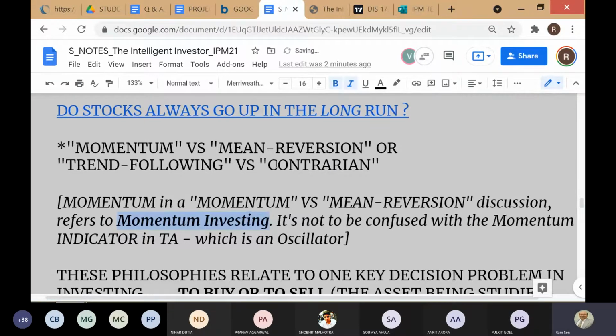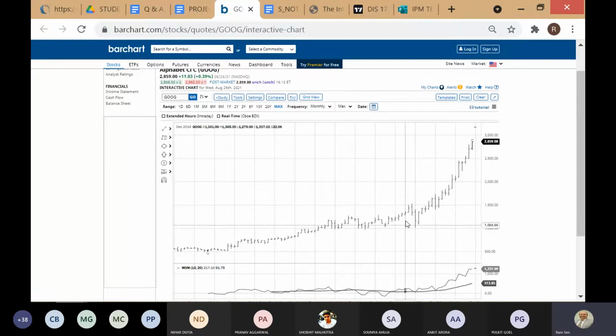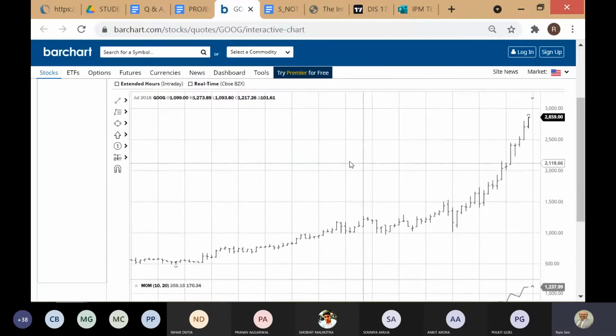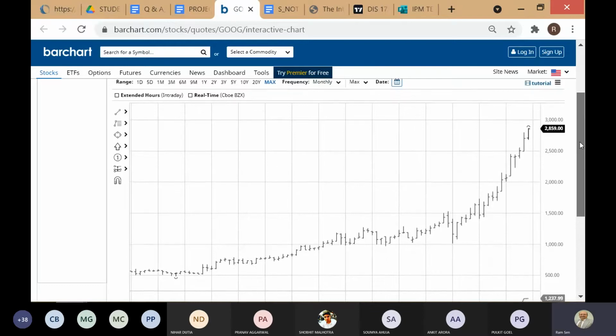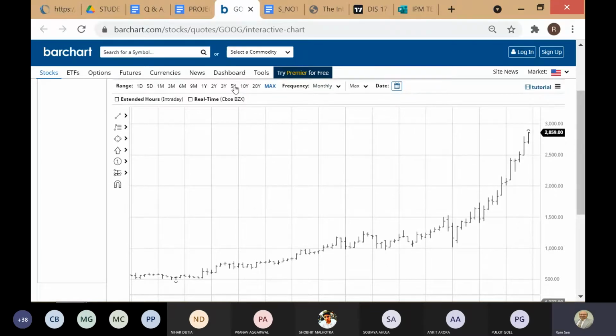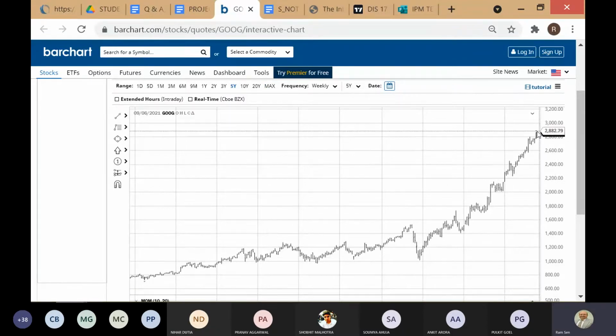But as you can see here from this chart of Google, from Alphabet actually, you can see how dramatic the rally is after COVID. If you zoom in, you can make this a little bit better. Yeah, we can see a little bit more now. If we even look at 5 years, you see how dramatic the rally is, from about 1200 to almost 3000 now. What a dramatic rally this is, and this is a classic trend for momentum investing.